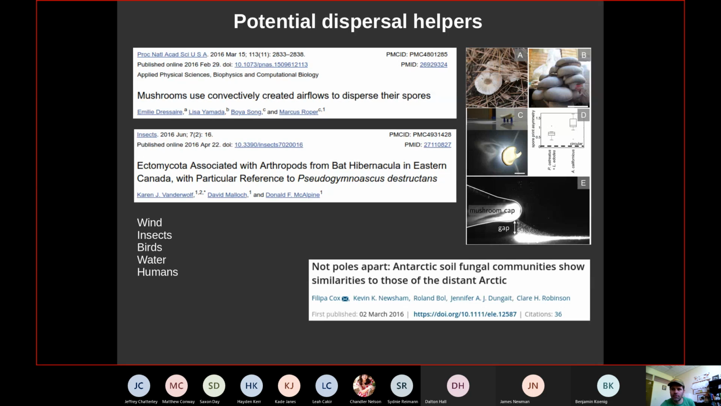What about this last journal article title down here, Not Poles Apart? Antarctic soil fungal communities show similarities to those of the Arctic. Everything is everywhere. Okay. This is where I don't know if you can tell, that's my bias, is tiny spores are making it around. If we're thinking on weekly or monthly time frames, no, right? There's going to be a lot of patchiness in distribution.